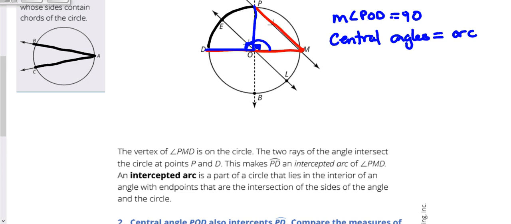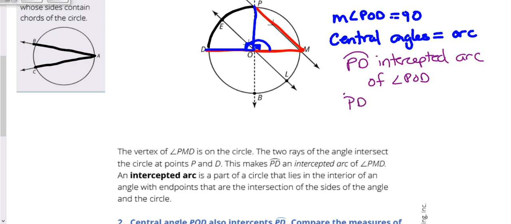And we know that arc PD is the intercepted arc of angle POD. So that means that arc PD has to also equal 90 degrees. Okay, so we know this distance here is 90 degrees.